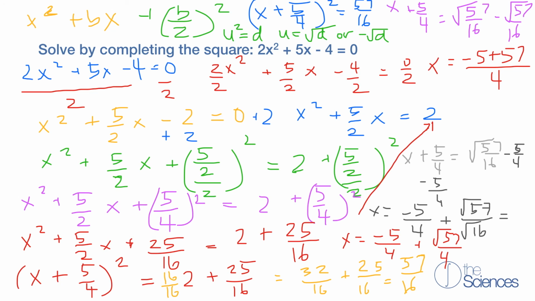Now here, remember, it could also equal a negative sign. So x could also equal negative 5 minus the square root of 57, over 4. And that's our answer.